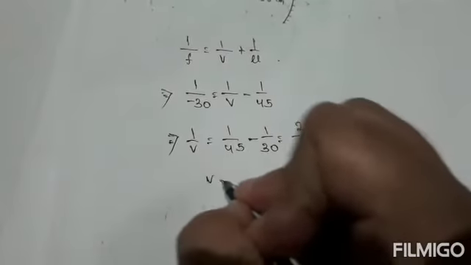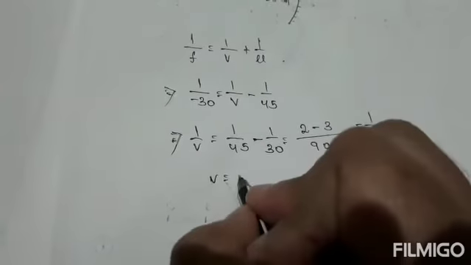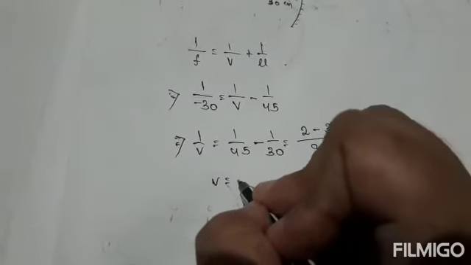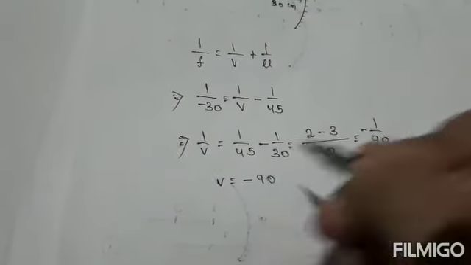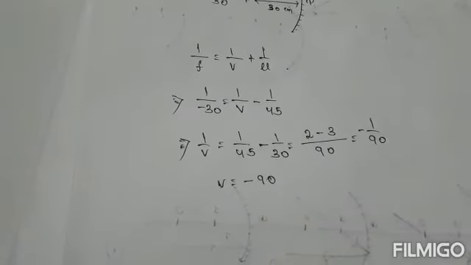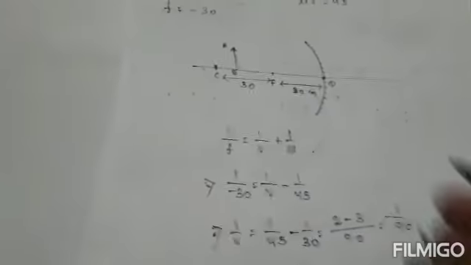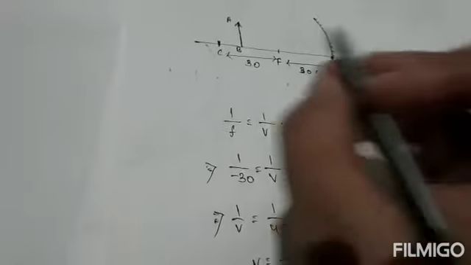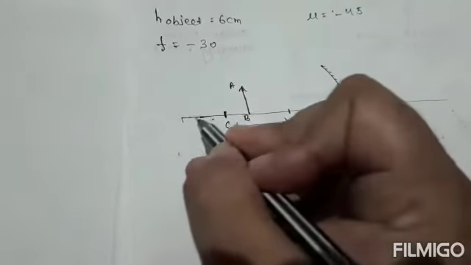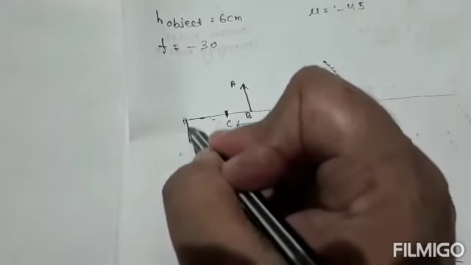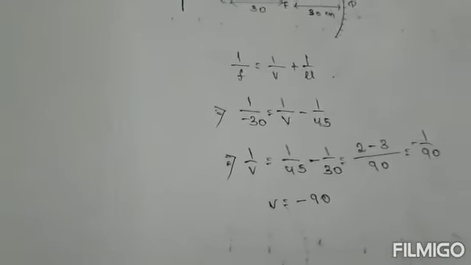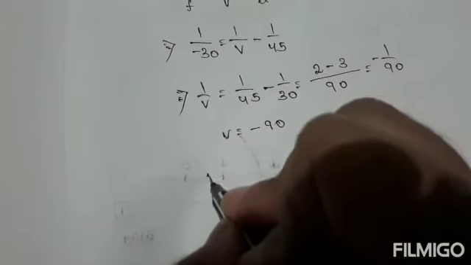So v equal to, what is v? V denotes the distance of the image from the pole, v is minus 90. So v is denoted by minus sign. That means v is situated left hand side of the pole, from the mirror. So v is situated at minus 90, that means v is situated here at this point.